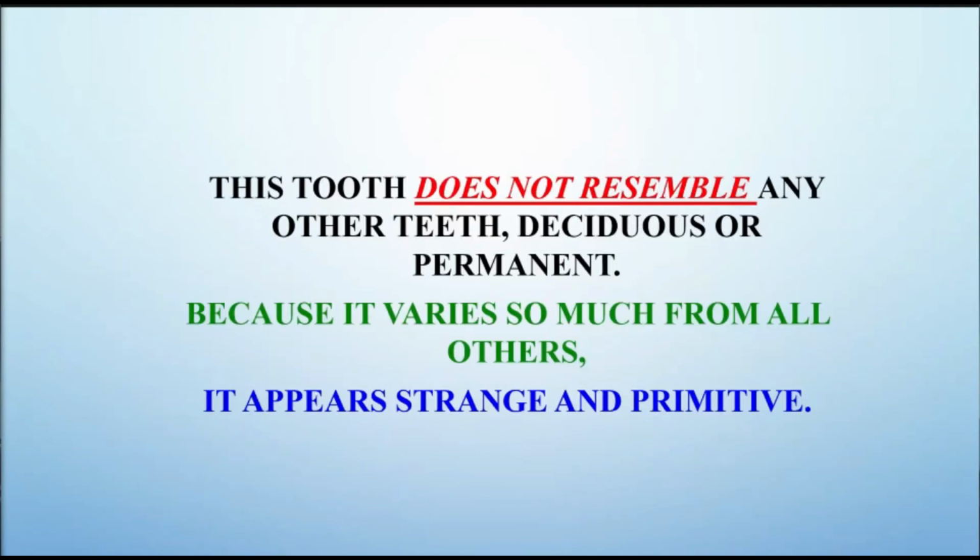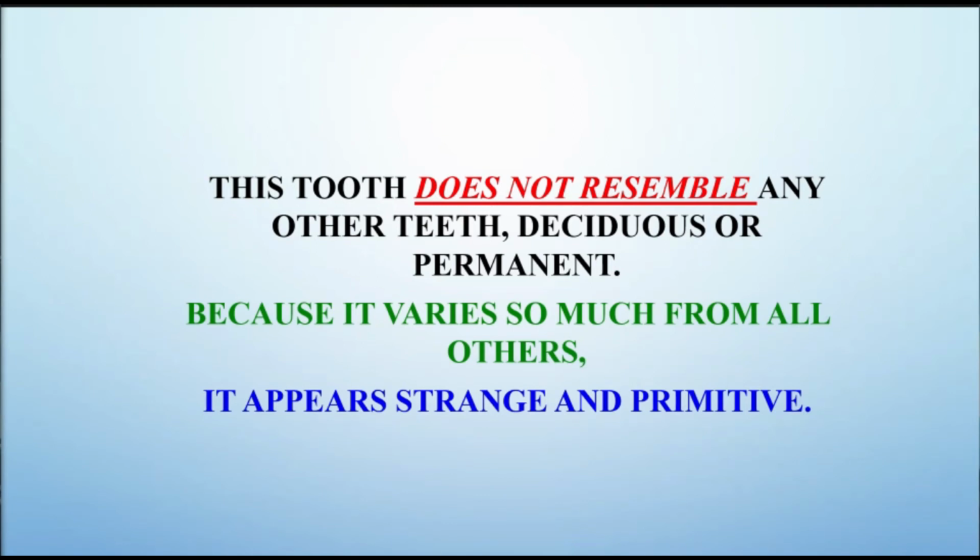This tooth does not resemble any other tooth, deciduous or permanent. Look, this slide is very important. Just with this sentence, I will put one question in the final exam. Yes, this tooth does not resemble any other tooth, deciduous or permanent. This is written in Wheeler's book of morphology. Because it varies so much from all others, it appears strange and primitive. The deciduous mandibular first molar looks primitive. If we tell you in advance, the deciduous mandibular second molar looks like the permanent first mandibular molar.